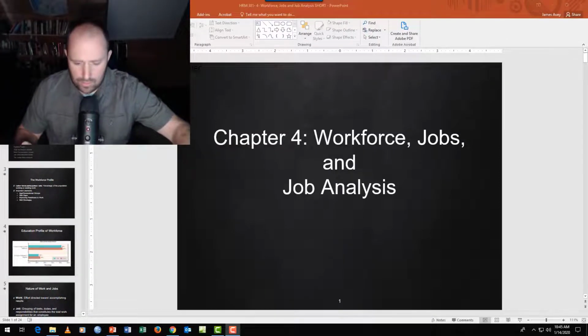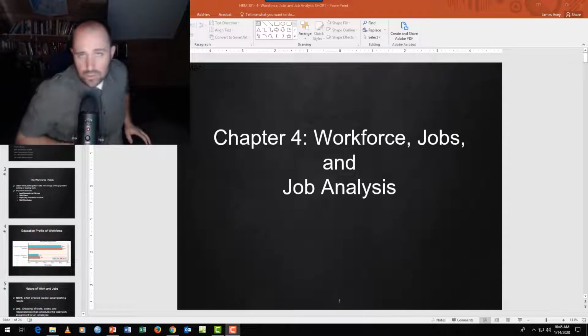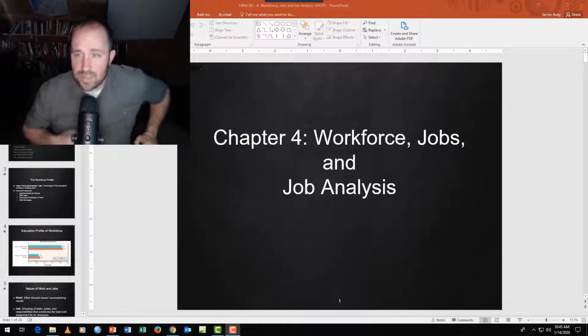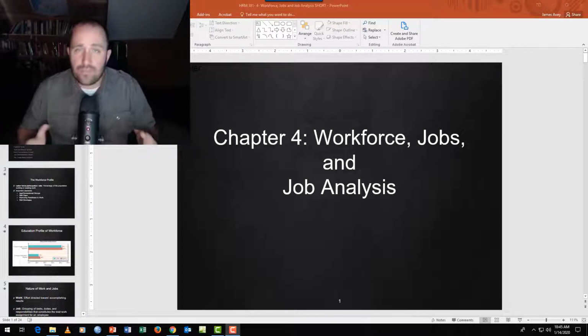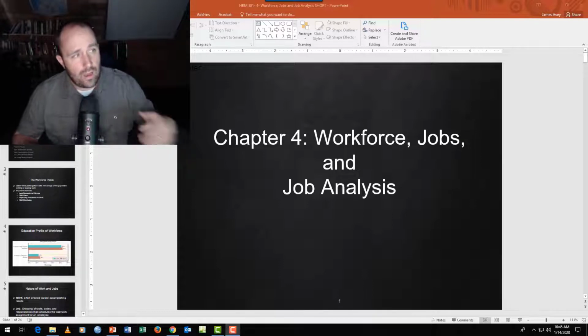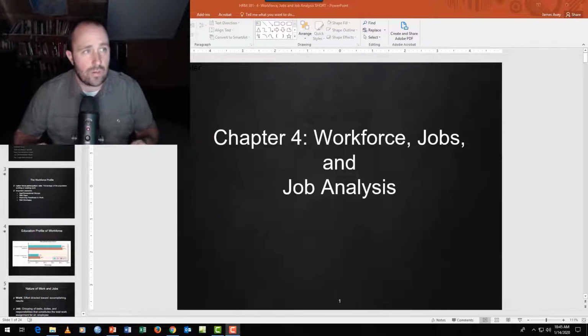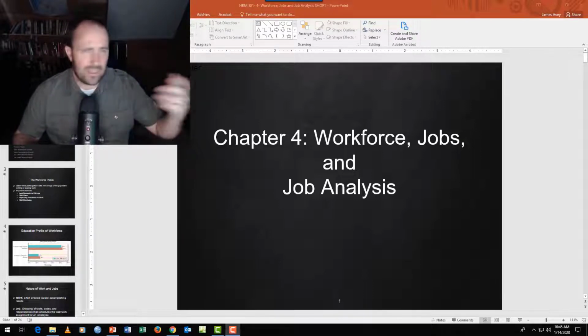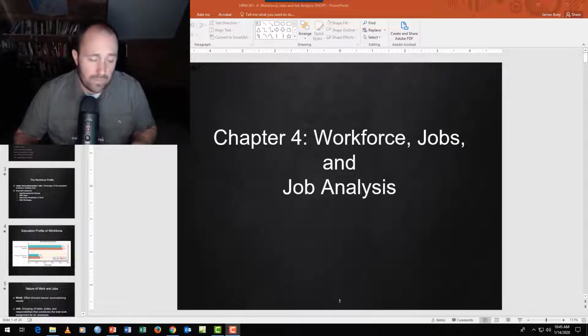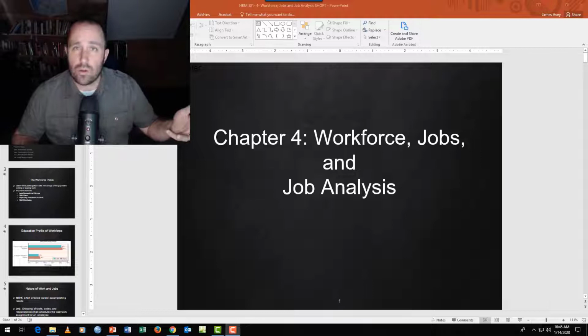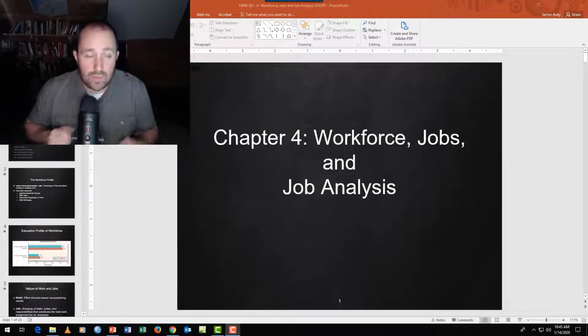We're going to get into chapter 4, workforce jobs and job analysis. A lot of this is laying the foundation for the future chapters. If we're going to hire someone, we have to figure out what job we're actually hiring them into, what knowledge, skills, and abilities, educational requirements, experience, whatever. If we're going to pay someone, we have to figure out how much that job is actually worth by pricing that job somewhere. We do that based on the competencies required for the job.